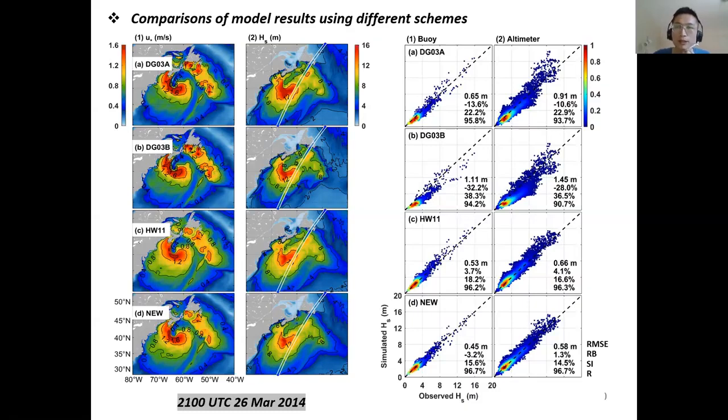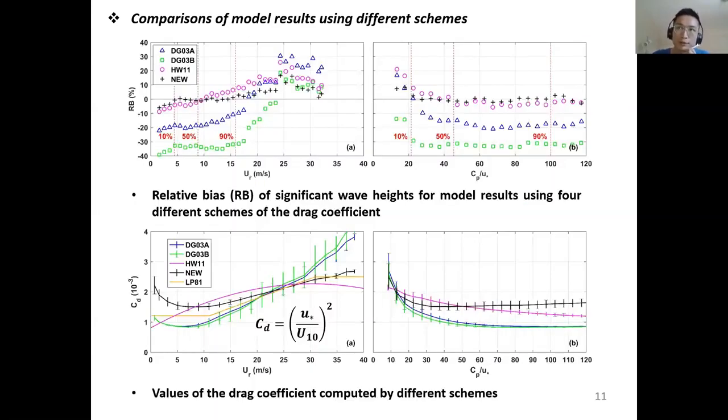So if we compare the binned averaged relative bias of significant wave height in terms of wind speed and wave age, we can see very different performance for these four different schemes. This is actually, as we just mentioned, due to the different calculated wind stress acting on the ocean surface. So if we calculate the drag coefficient from the model output, you can see the new scheme is the only one that can represent the enhanced drag coefficient at low winds.